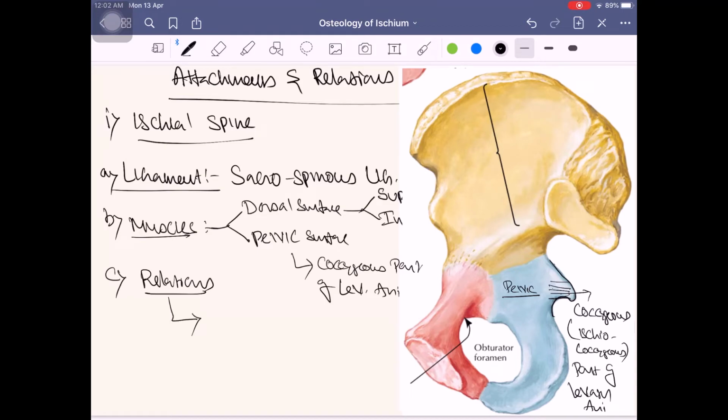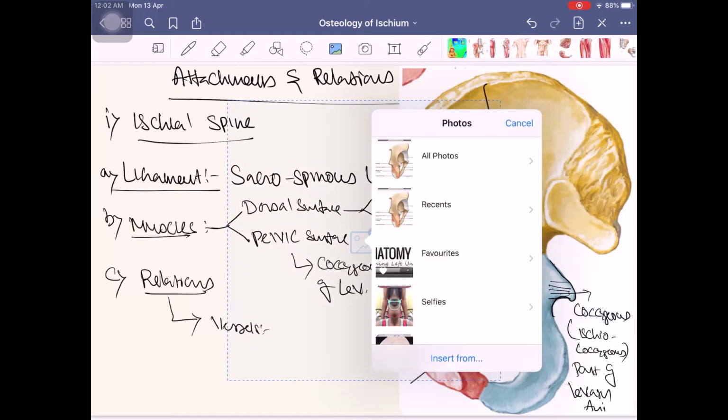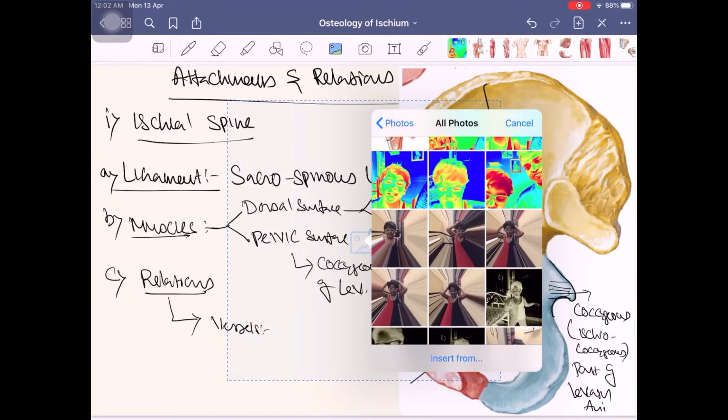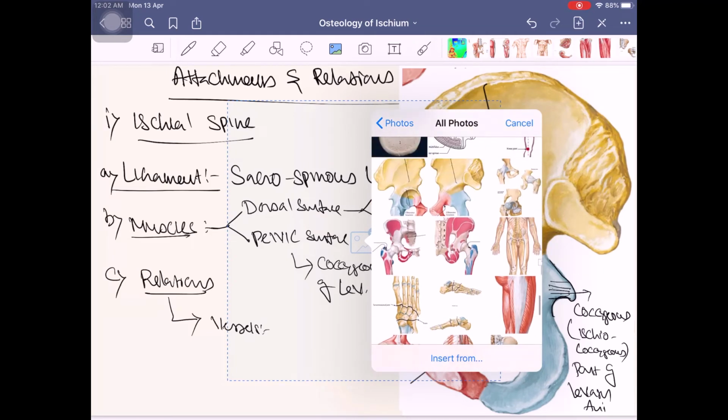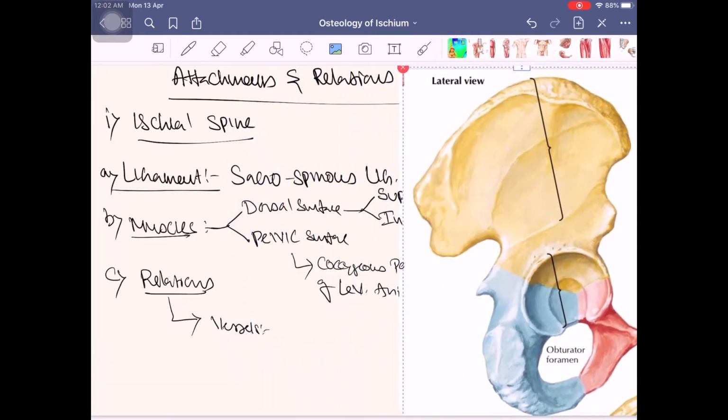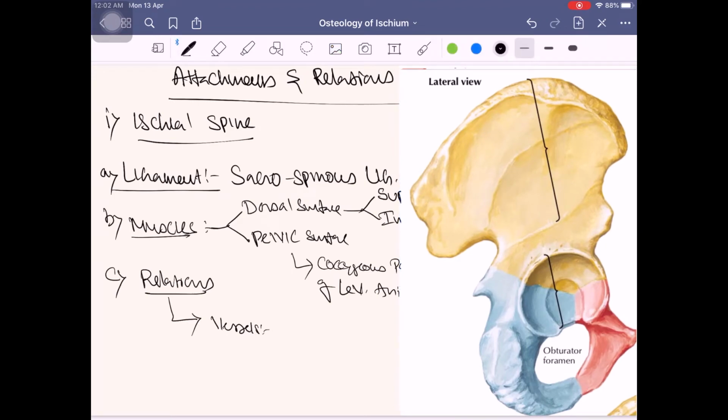Now relation, so it is related to what? It is related to nerve and vessel. I told you it is related to the vessel. So vessel is here, so that means on the dorsal side again. So again I'll go back to the picture, and on the dorsal side it is related to nerves and vessel. This is again the dorsal side, I put this back on it. So it is related to nerve and vessel. There is a nerve which is coming from the greater sciatic notch, lies on the dorsum of the ischial spine, and enters into the lesser sciatic notch. You may remember this, we are doing this.